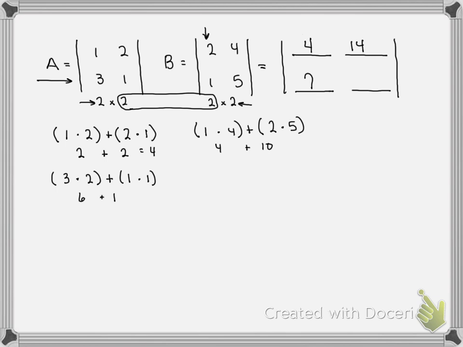Okay? And then finally, we are looking to fill in row 2, column 2 in our solution matrix. So row 2, column 2, the first number in row 2 multiplied by the first number in column 2, plus the second number in row 2 times the second number in column 2. So that's 12 plus 5 is 17.